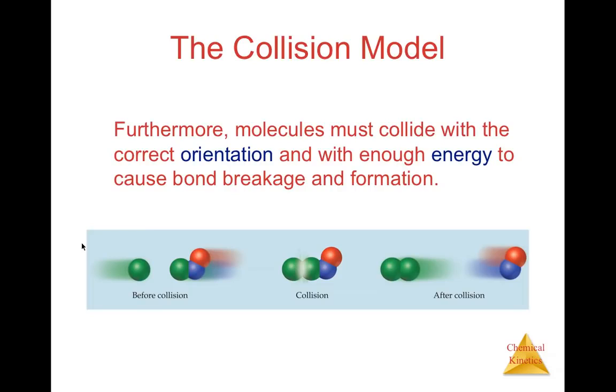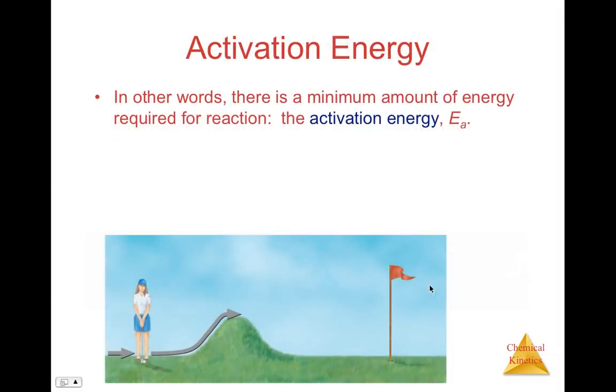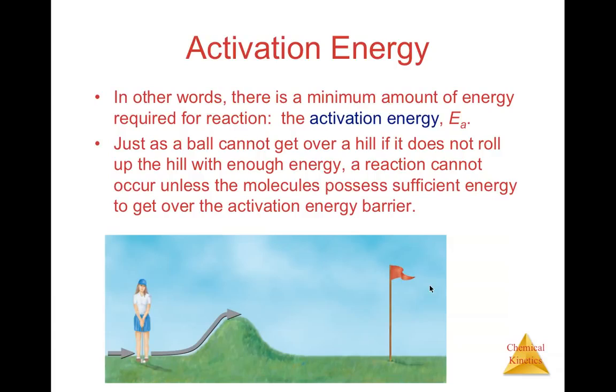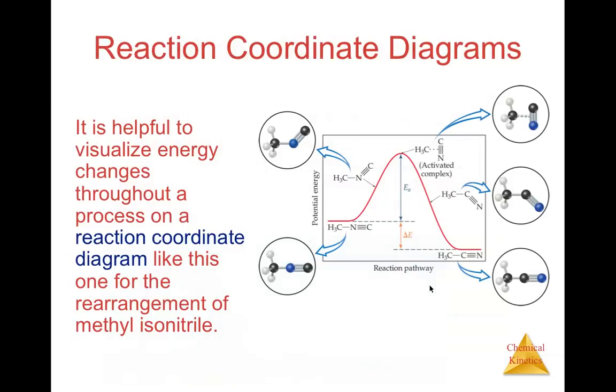Secondly, you have to have the correct orientation. You can see right here that if they collide correctly, you can make two new substances after a collision. If they don't collide with the correct orientation, though, you're not going to have a reaction. Those two factors describe something called the minimum amount of energy required to create a chemical reaction, called the activation energy. Just as a ball cannot get over the hill if it does not roll up the hill with enough energy, a reaction cannot occur unless the molecules possess sufficient energy to get over the activation energy barrier. Sometimes this is a spark, a lighted match, something to just get the reaction going.